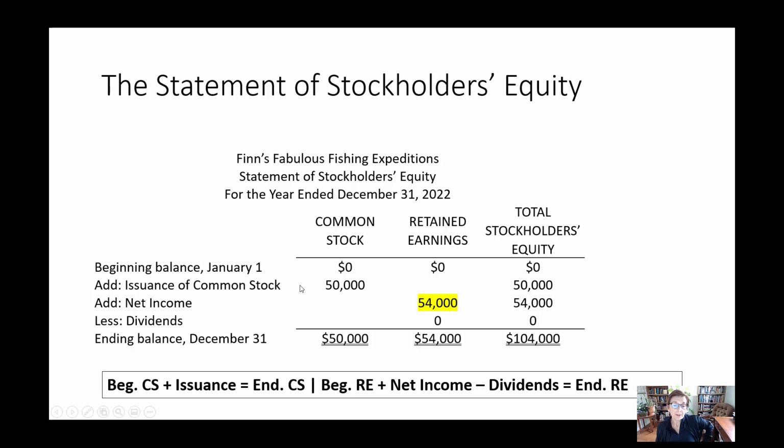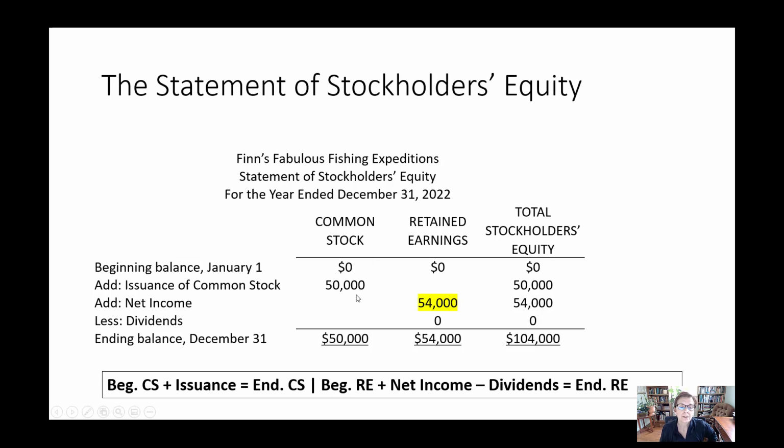So our formulas, the things that are important on the statement of stockholders' equity, there are two different ones because common stock and retained earnings are two different things. Common stock is the money that people have invested into the company, and they bought stock, just like if you decide to buy stock in Apple or IBM or any other company. In this case, Fin started business this year, and that's why we see all zeros here. That'll be the only year when you see zeros, only in the first year of business.